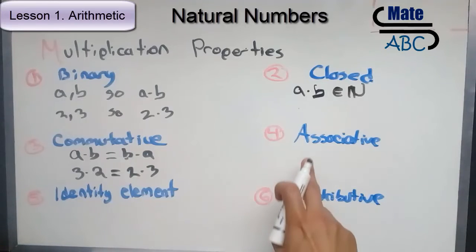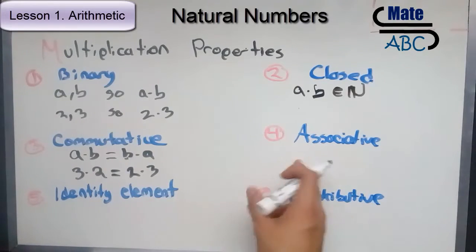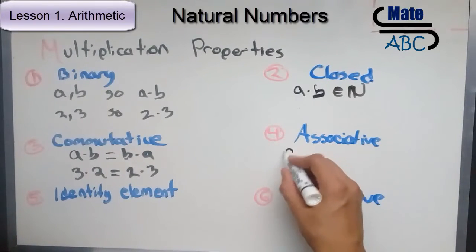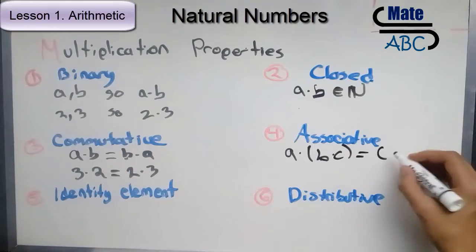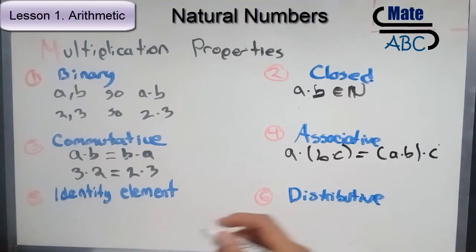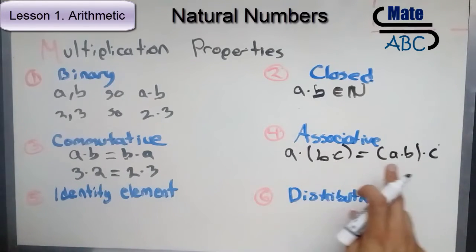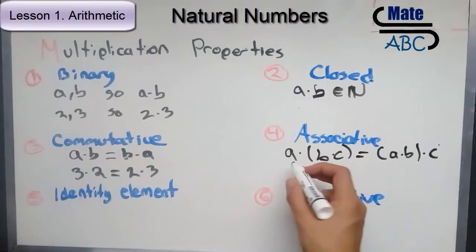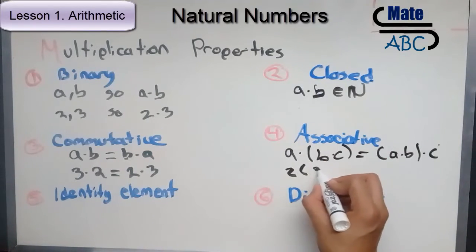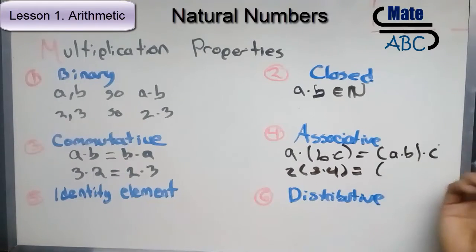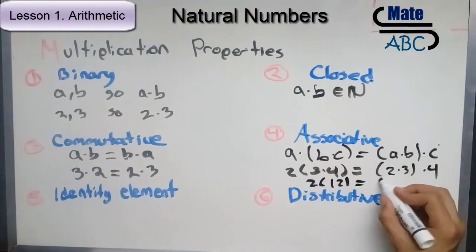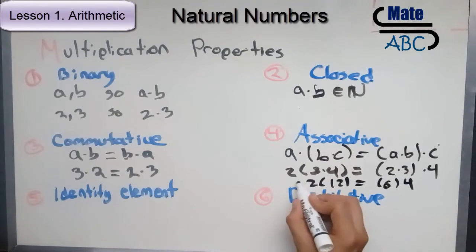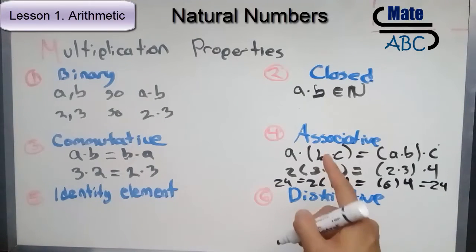The fourth one is associative, and it says that A times (B times C) equals (A times B) times C, and this is invariant with respect to the order of operations. So as we can see, 2 times (3 times 4) equals (2 times 3) times 4. So this is 2 times 12 equals 6 times 4, and this is 24 and this is 24, so this is right.